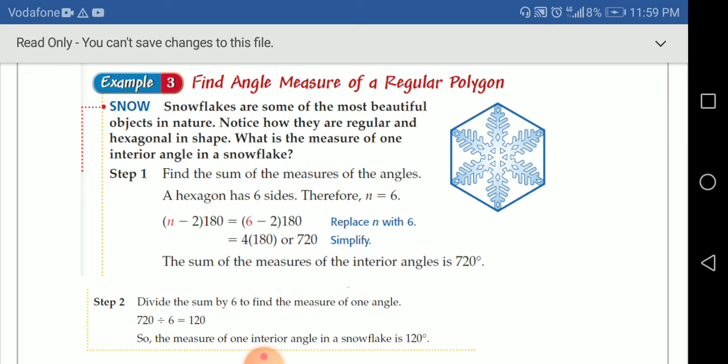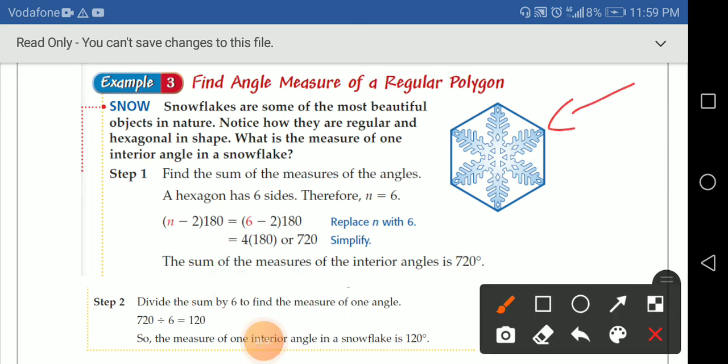So let's have this example together. Can you see this? Snowflakes are some of the most beautiful objects in nature. Note how they are regular and hexagonal in shape. What is the measure of one interior angle in a snowflake? So he asks me about just the interior angle, each one. So what should I do now? I should get the total of them and then get just one.